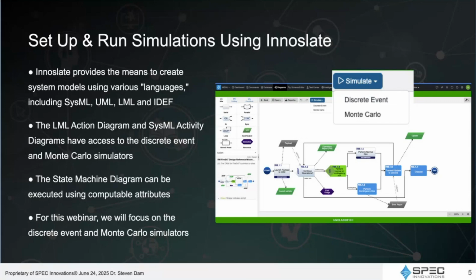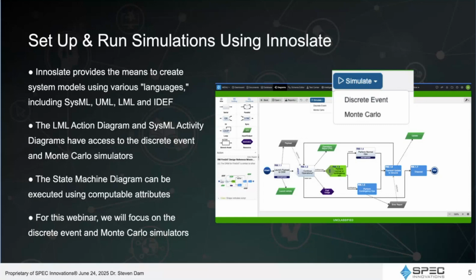There's a little simulate button in that diagram. It's a drop down and lets you select either the discrete event or the Monte Carlo. I like to call the discrete event simulator our debugging tool for the Monte Carlo, because it turns out Monte Carlo is really important, as we're going to talk about in a minute.